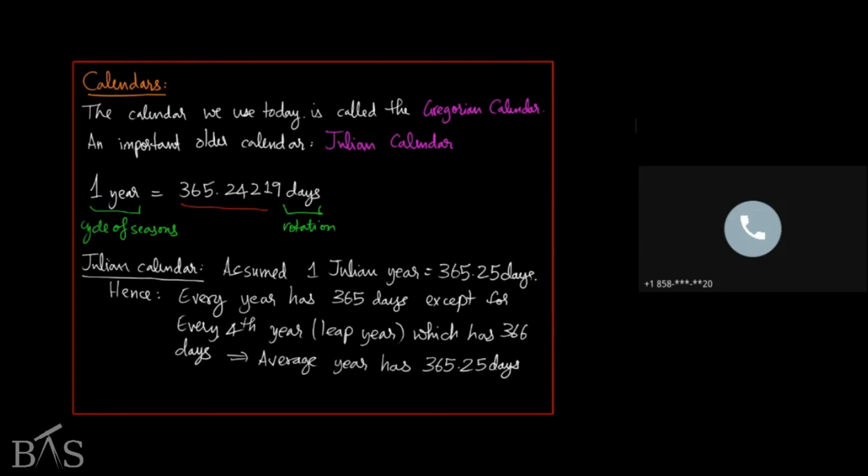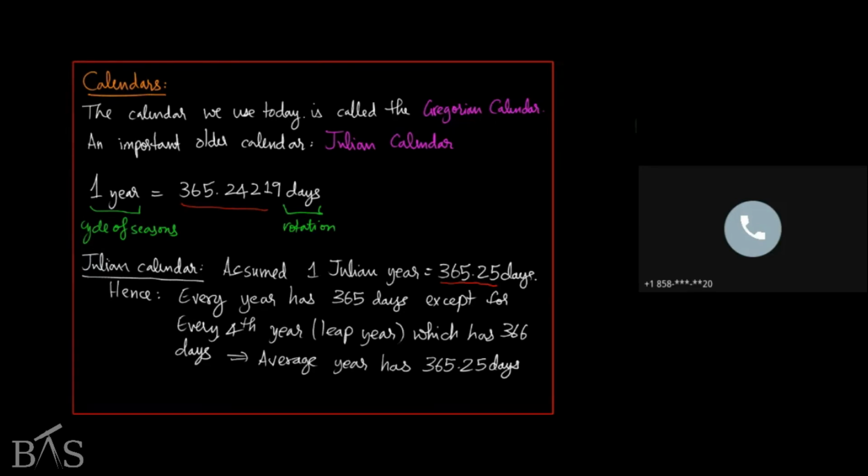This means that if you treat 1 year as 365 days in a calendar, then eventually the dates of the solstice and the equinox will keep shifting, because you're not counting it correctly. So the calendar created by Julius Caesar, the Julian calendar, assumes that 1 year is 365.25 days, which is a good approximation. That's why in that calendar, every year has 365 days except every fourth year, which is a leap year and has 366 days. Because of that extra day every 4 years, you get the extra 0.25 days. So the average year in the Julian calendar has 365.25 days.